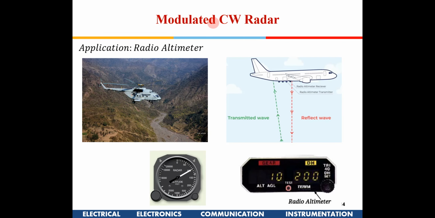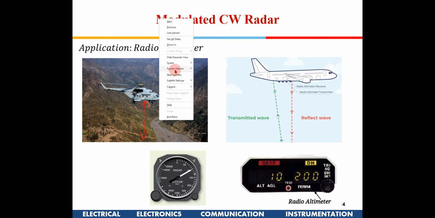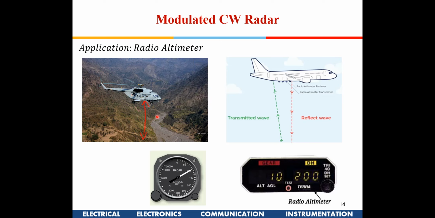So where are these modulated CW radars used? Generally, if you have an aircraft which is flying over a terrain, like a hilly terrain, for example, then this altitude, from here to here, is varying. So how is the altitude indicated in aircraft?